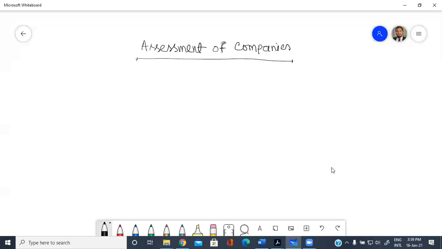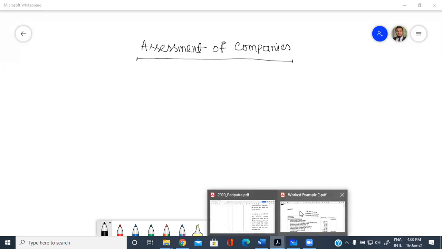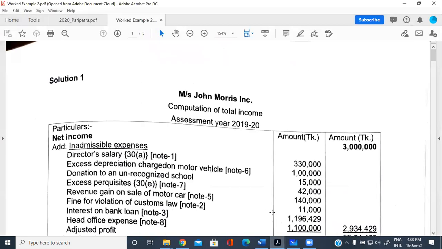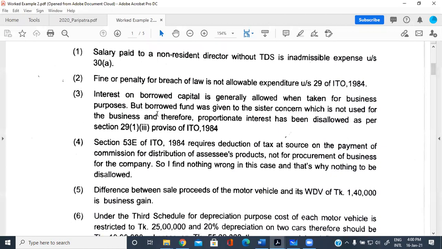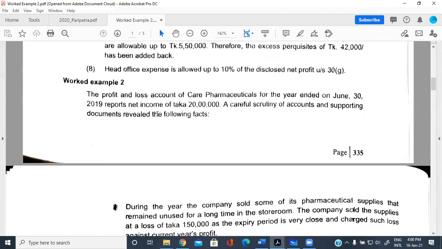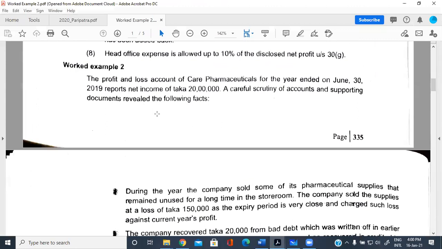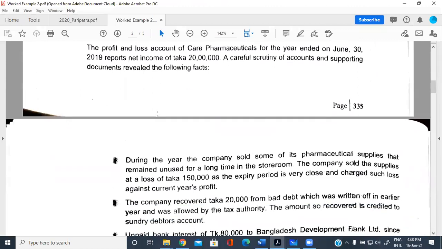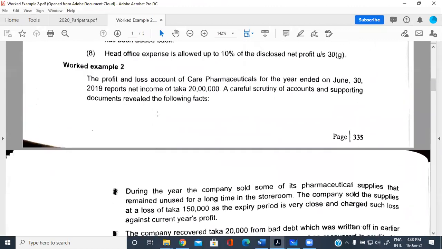Okay, so in the remaining half an hour we will try to discuss a problem of company assessment. I believe that we will not be able to finish the problem, but we will try to see half of it so that you will have an idea of how company assessment is done. Okay, you see the PDF file, it has been extracted from your text, worked example 2.